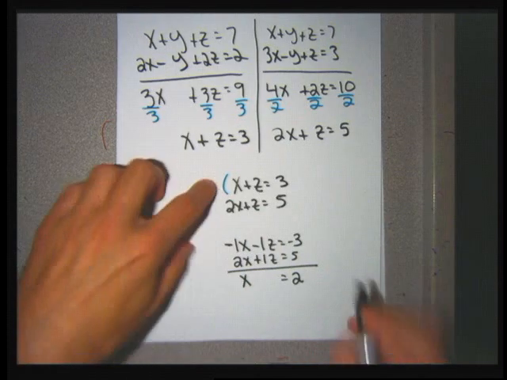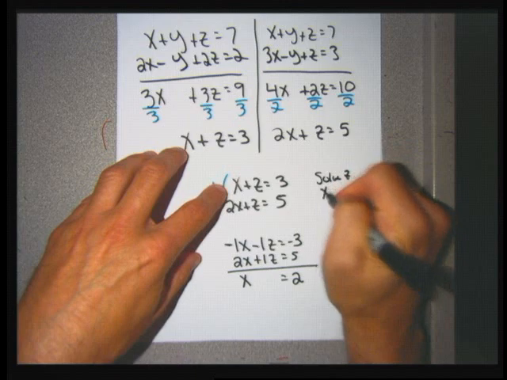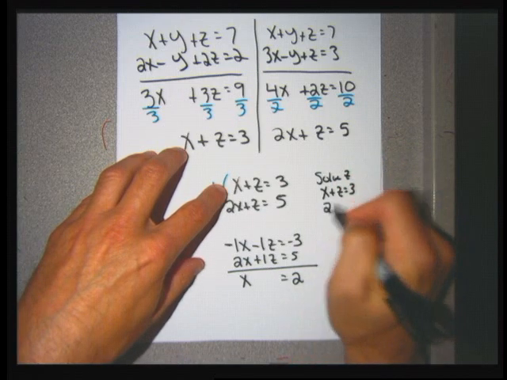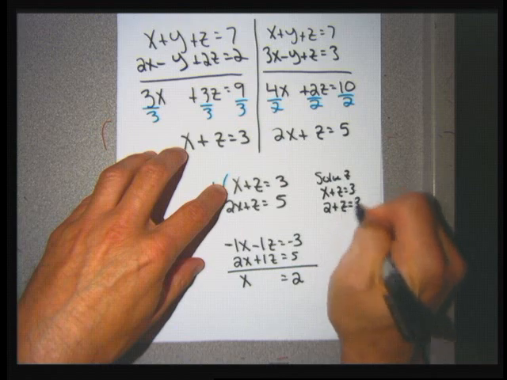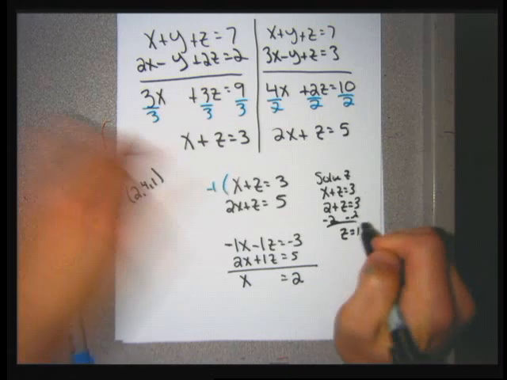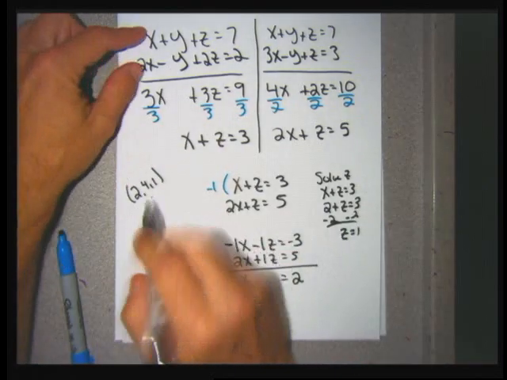Now I'm going to solve for z. I'm going to use this equation, x plus z equal to 3, and plug in 2 for x. So I'm going to get 2 plus z equal to 3. Minus 2 from both sides. That's going to give me z equal to 1. Last thing I need to get is this 4 for y. I'm going to use the top equation.